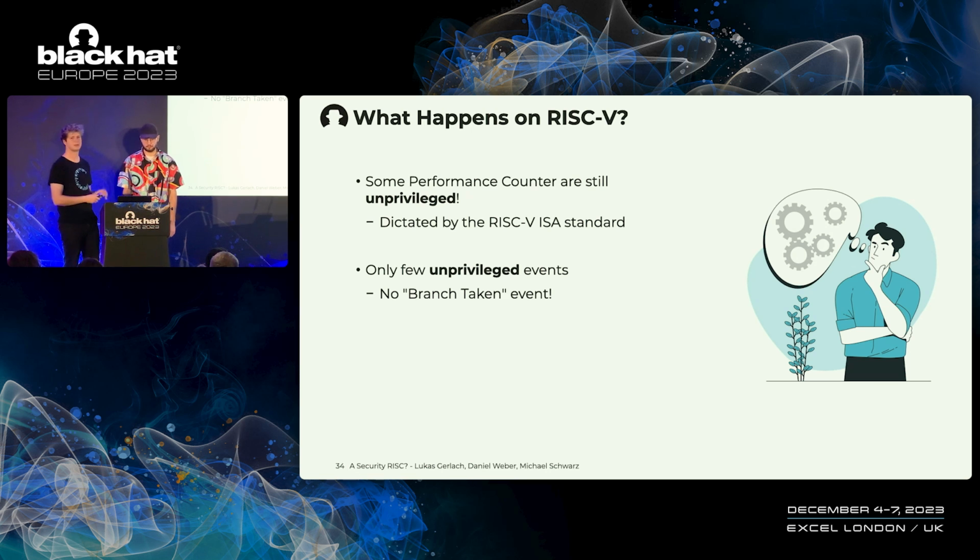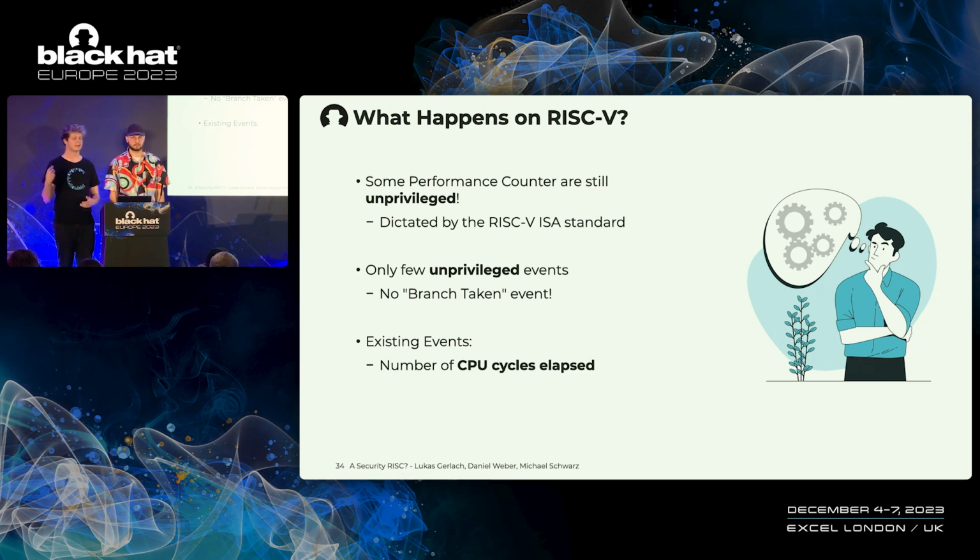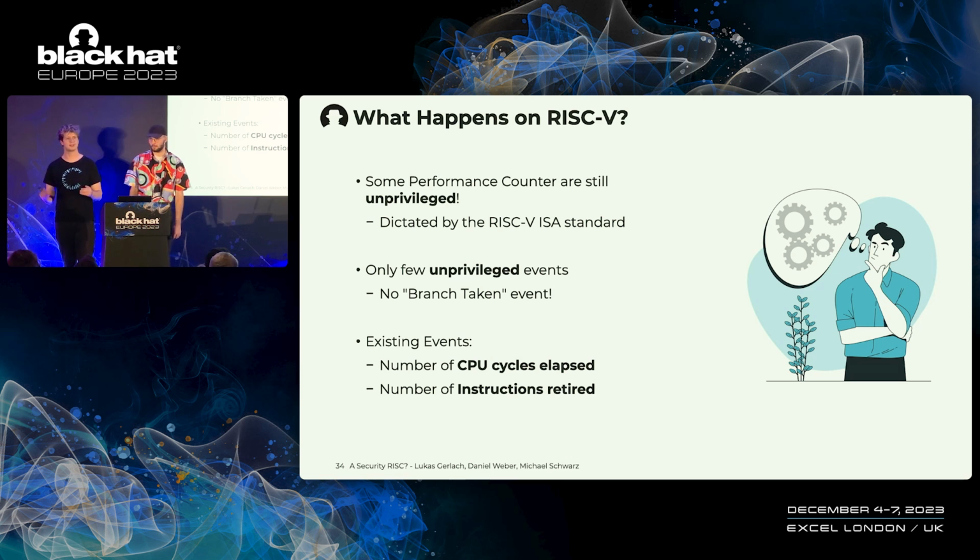It's not entirely hopeless, so some events are still privileged, and only a few unprivileged events exist. Like the attack on the previous slide using branch taken events, that does not work because they are privileged. But there are some leftovers dictated by this standard, and those two are the number of CPU cycles elapsed and the number of instructions that retire, so that finish execution. It may not sound like too much, but it again gives us a few primitives that we can abuse to gain interesting information.